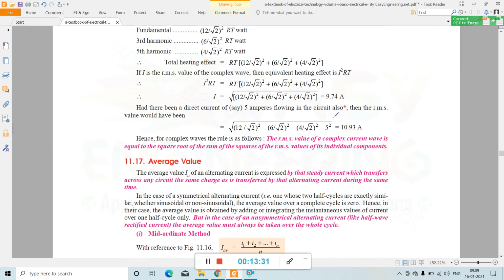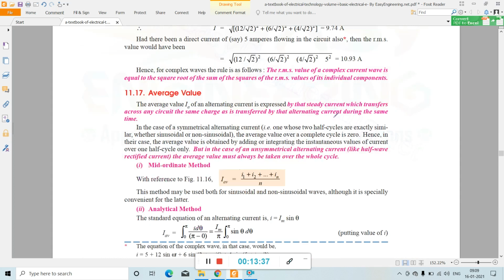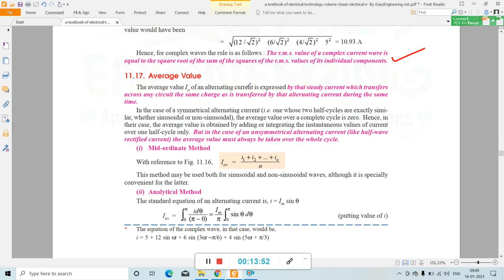So now you have completely understood that the RMS value of a complex current wave is equal to the square root of the sum of the squares of the RMS values of its individual components. This is your RMS value definition. Then next is the average value.